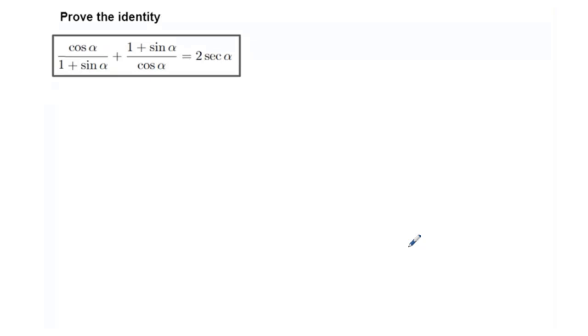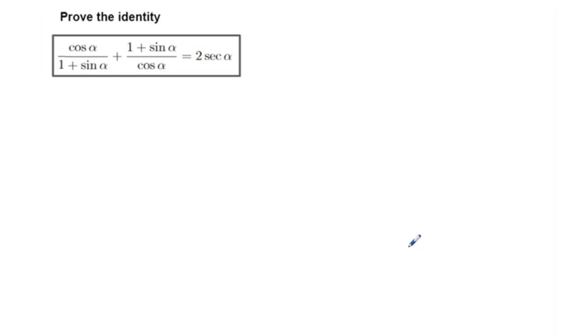Prove the identity cos alpha over 1 plus sine alpha plus 1 plus sine alpha over cos alpha equals 2 sec alpha. So you've kind of got something plus its reciprocal equals 2 sec alpha. With something like this, it's asking to prove the identity. In my personal mind, I'm thinking I need to start with the left-hand side, work with it as much as I can, and turn it into the right-hand side.